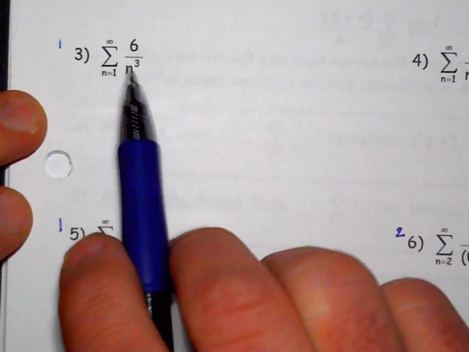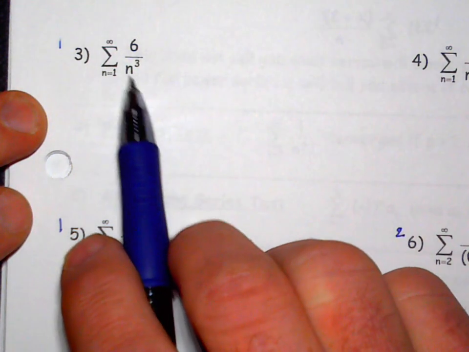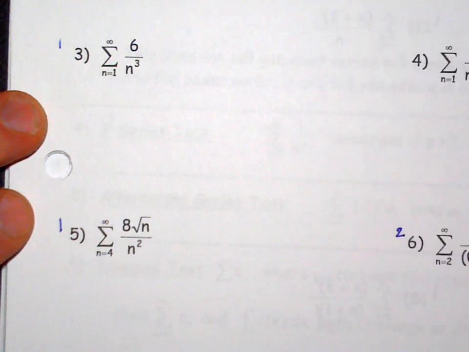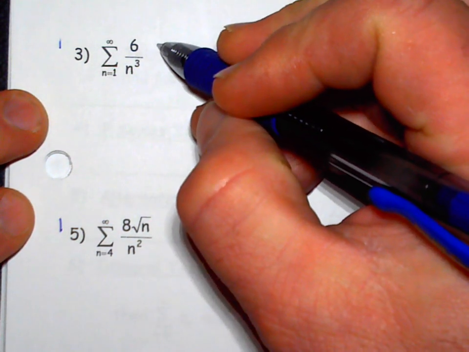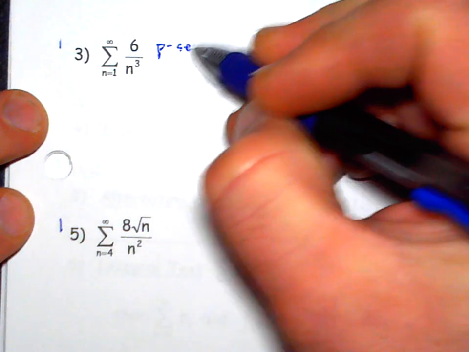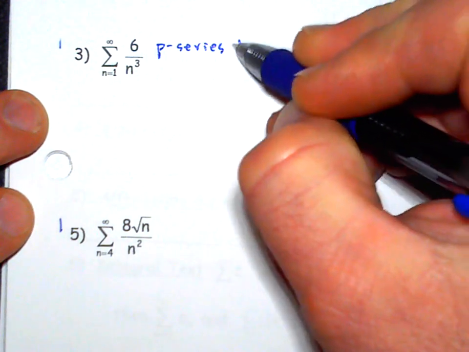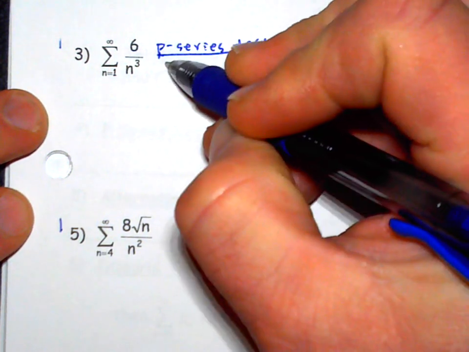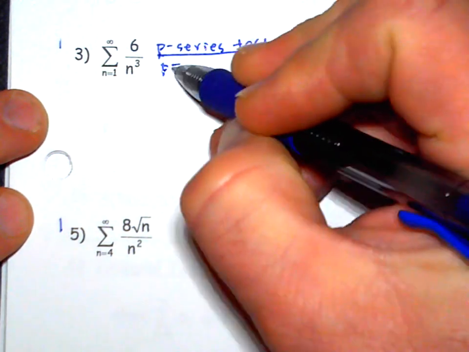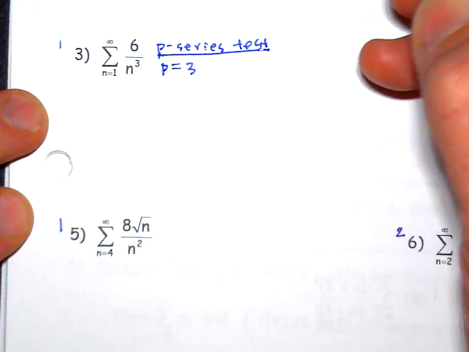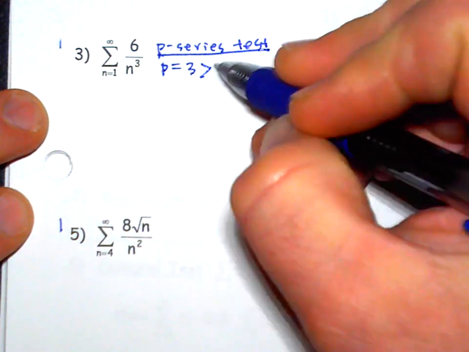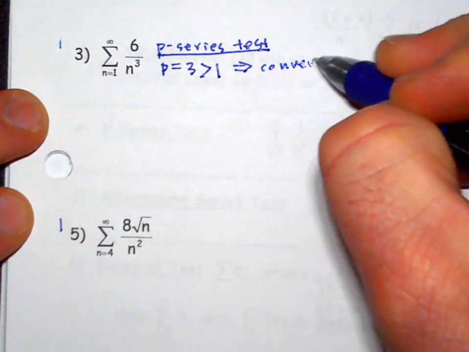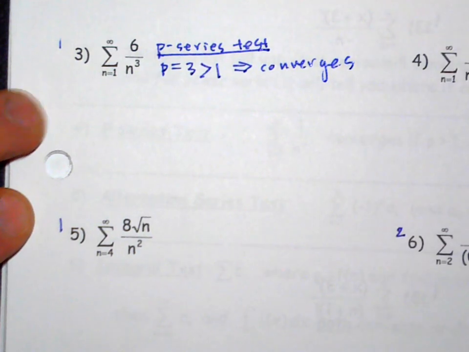It's definitely not a geometric series, so we can't use that. It's not an alternating series, so we can't use that. So I'll just jump to the test I think would work the best. It's a p-series test, so we would write p-series test. I'm going to look for the name. And the p-value is 3. And the p-series test says if it's greater than 1, then it converges. Done. So that'd be the quickest way to do that.